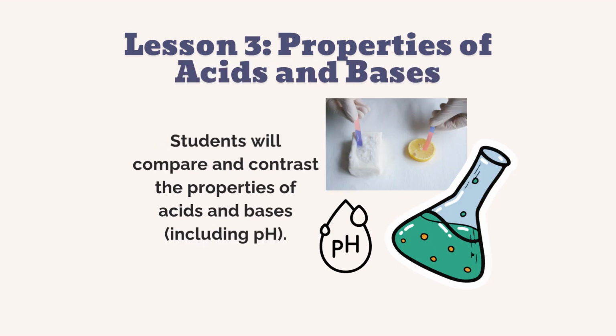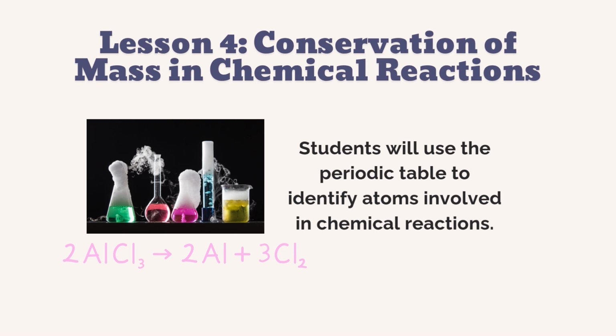In Lesson 3, students will compare and contrast the properties of acids and bases, including pH relative to water. In Lesson 4, students will use the periodic table to identify atoms involved in chemical reactions. Students also investigate how mass is conserved in chemical reactions and relate conservation of mass to the rearrangement of atoms using chemical equations, including photosynthesis.